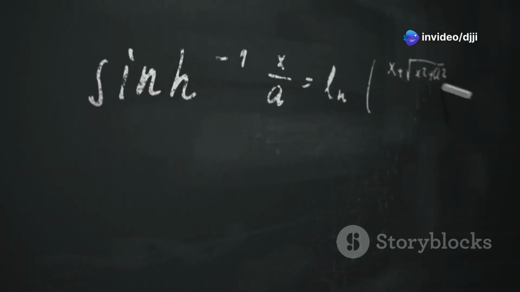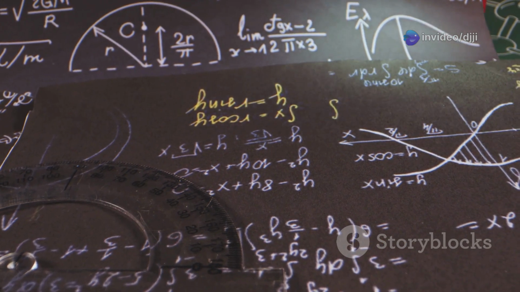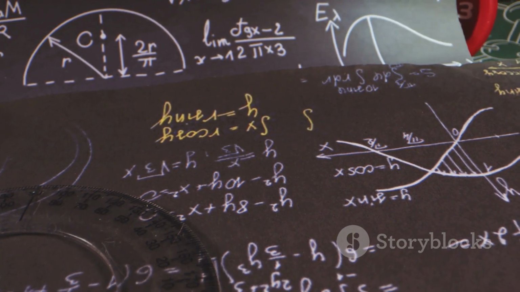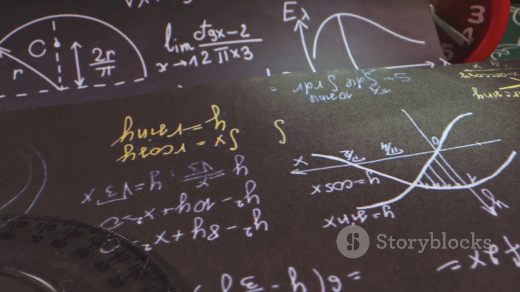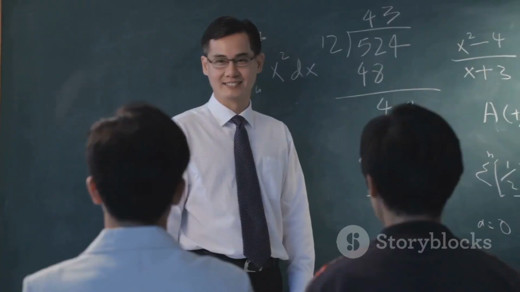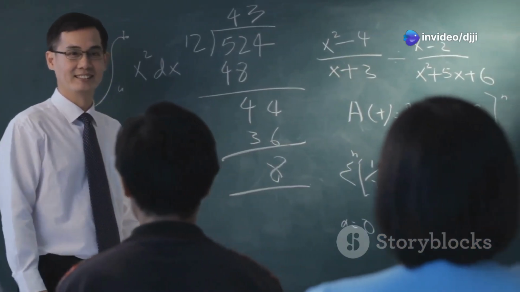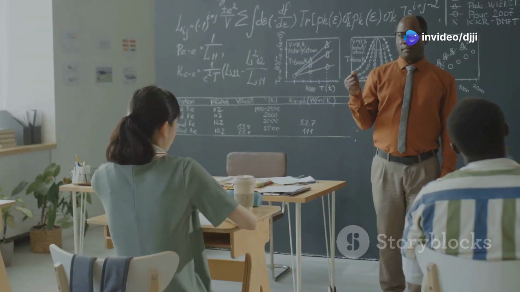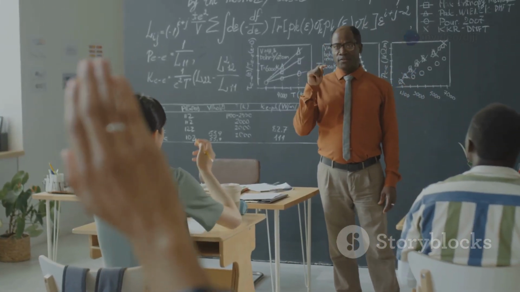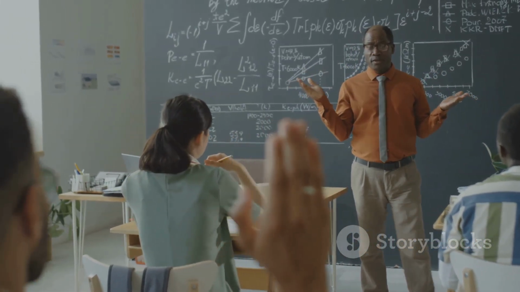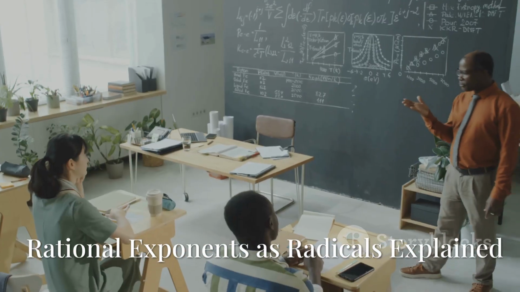Radicals as rational exponents. Square roots: the square root of a number, for example, the square root of x, is the same as x raised to the power of 1/2. Cube roots: the cube root of x is the same as x raised to the power of 1/3. In general, the nth root of x is the same as x raised to the power of 1 over n.